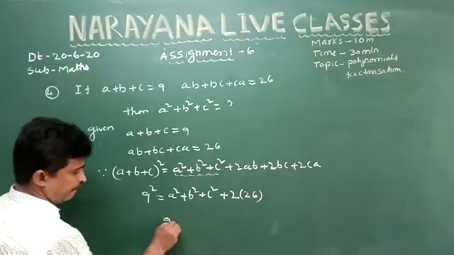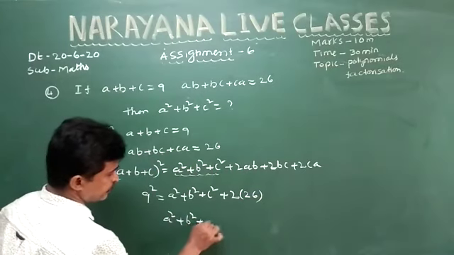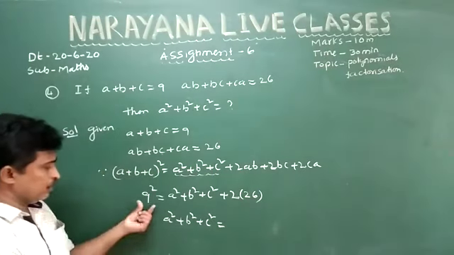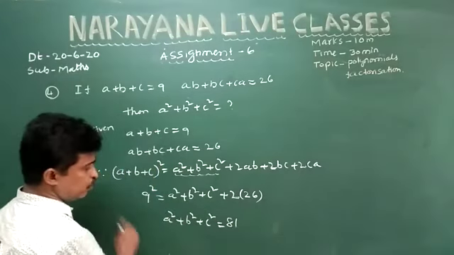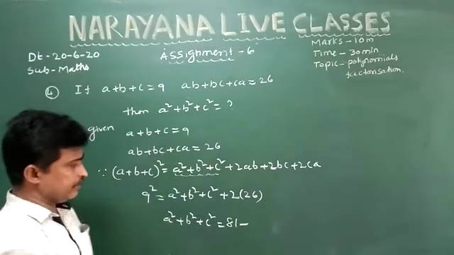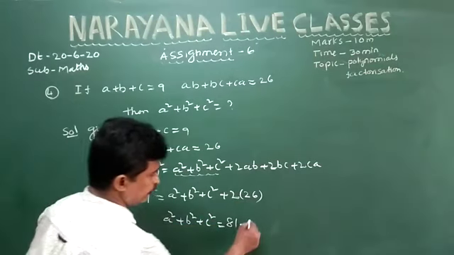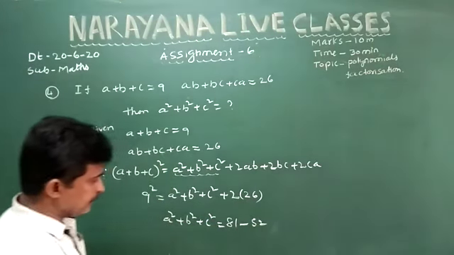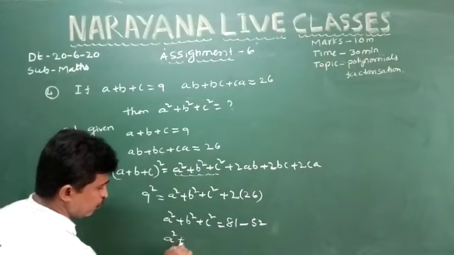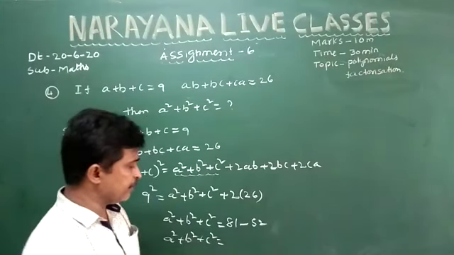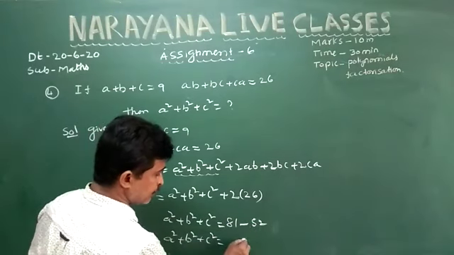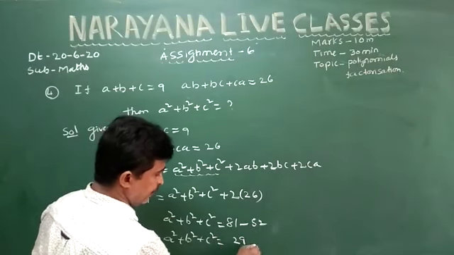Therefore, a square plus b square plus c square is equal to 9 square, which is 81, minus, transferring to the other side, 52. The final value: a square plus b square plus c square is equal to 81 minus 52, which is 29.